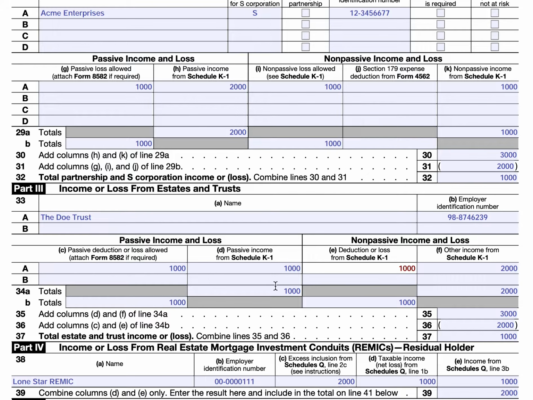So just like we did before, we'll total everything and put it into the respective line on either 34A or 34B, the respective column, and then we'll net those together. So 34A, we add those two numbers together, and we get $3,000 of income. And then in line 34B, we've got $2,000 of loss or deduction, and that results in $1,000 of total income.